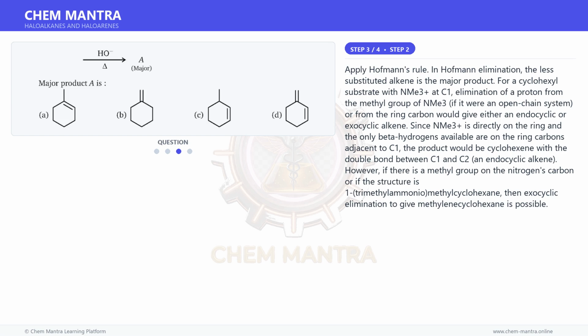Apply Hofmann's rule. In Hofmann elimination, the less substituted alkene is the major product. For a cyclohexyl substrate with NMe3+ at C1, elimination of a proton from the methyl group of NMe3, if it were an open chain system, or from the ring carbon would give either an endocyclic or exocyclic alkene. Since NMe3+ is directly on the ring, and the only beta hydrogens available are on the ring carbons adjacent to C1, the product would be cyclohexene with the double bond between C1 and C2, an endocyclic alkene.